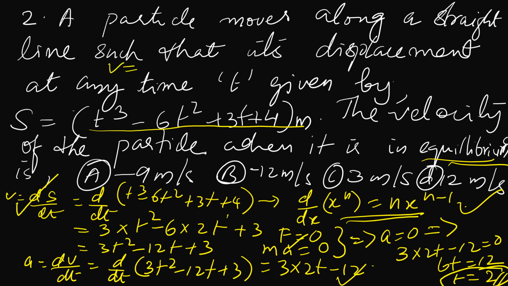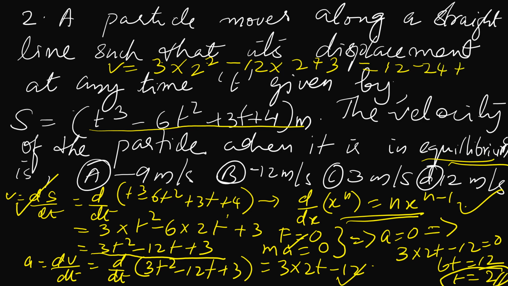That is velocity equal to 3 into t, that is 2 square, minus 12 into 2 plus 3. That is 3 into 4 is 12, minus 24 plus 3, that is minus 9. So the correct option is minus 9 meter per second.